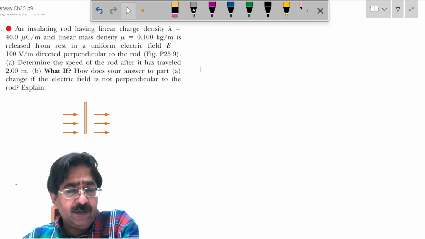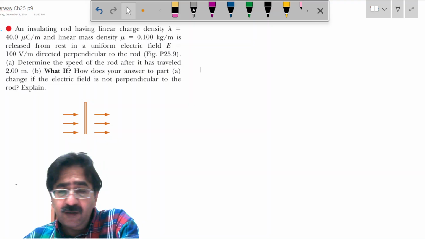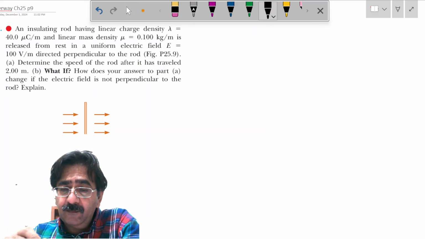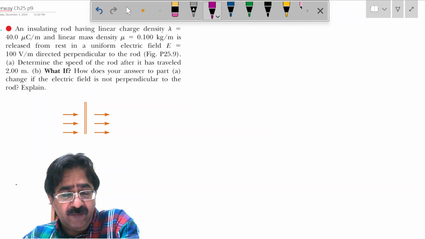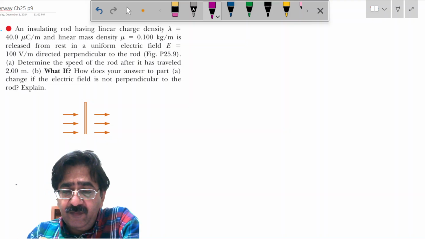Today we will discuss problem number 9 from Serway's book, chapter 25. So let's start. An insulating rod having linear charge density and linear mass density is released from rest in an electric field perpendicular to the rod. Determine the speed of the rod after it has traveled 2 meters. Okay, and part B we will solve later.